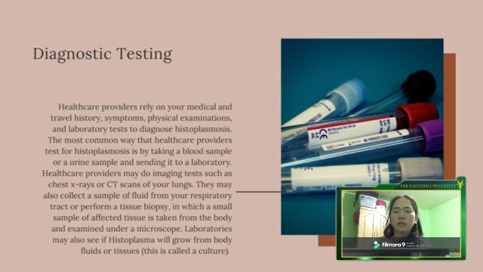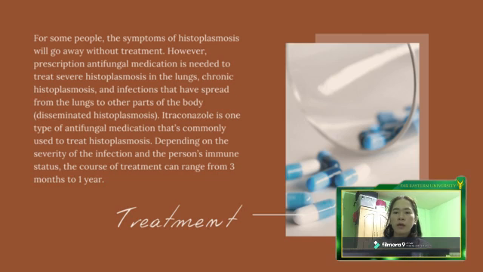Healthcare providers rely on your medical and travel history. The most common way that healthcare providers test for histoplasmosis is by taking a blood sample or a urine sample. However, prescription antifungal medication is needed for severe histoplasmosis in the lungs.